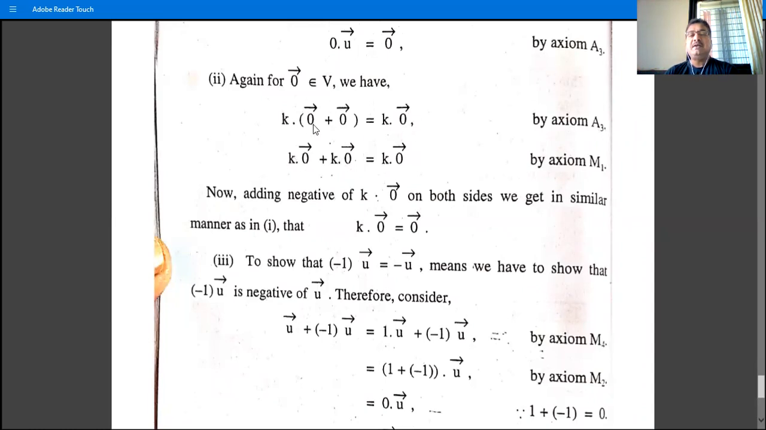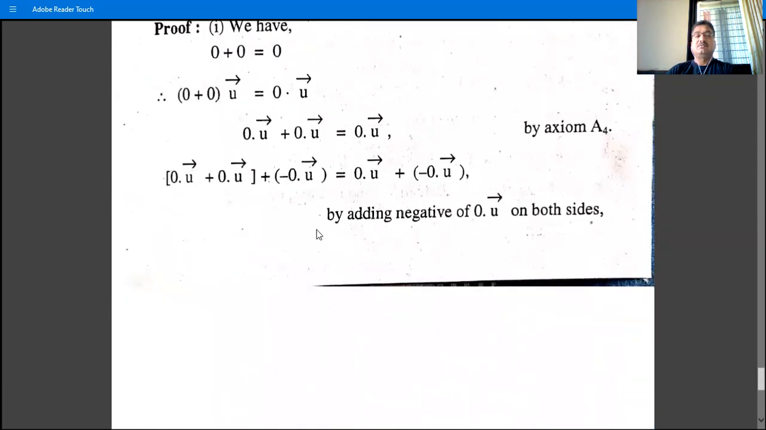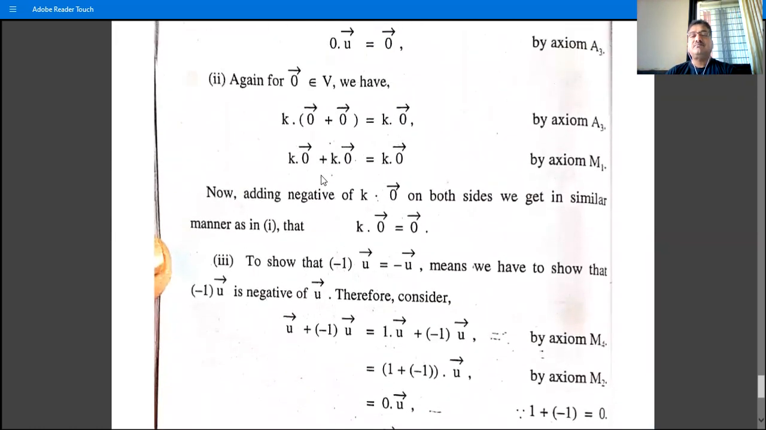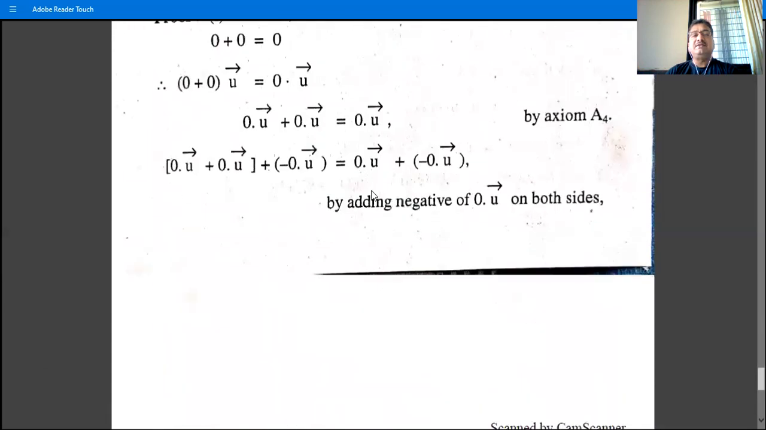Then on k(0̅ plus 0̅), apply the property M1, that is k(u̅ plus v̅) is k·u̅ plus k·v̅. So k·0̅ plus k·0̅ is equal to k·0̅. Then add the negative of k·0̅ on both sides. Add minus k·0̅ on both sides, and then k·0̅ minus k·0̅ is 0̅, like this.